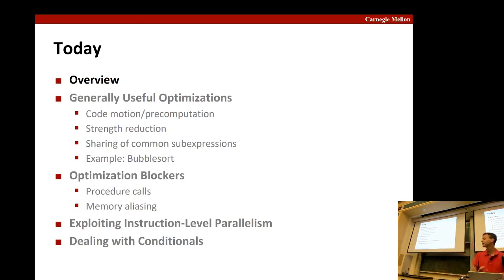All right, so today we're going to give an overview, talk about some generally useful optimizations the compiler does. Then we're going to look at some things that prevent the compiler from doing a better job, the things to think about when you're programming. We're going to talk about exploiting instruction level parallelism. This is the notion that the processor can actually do more than just one instruction at a time if we set things up properly. And then a blocker of that is conditional expressions and how you deal with that.